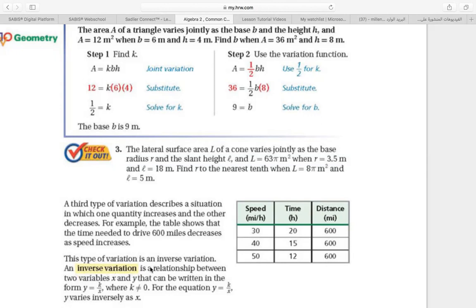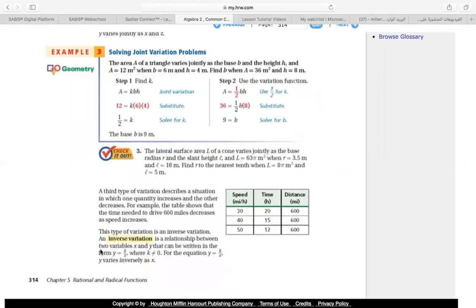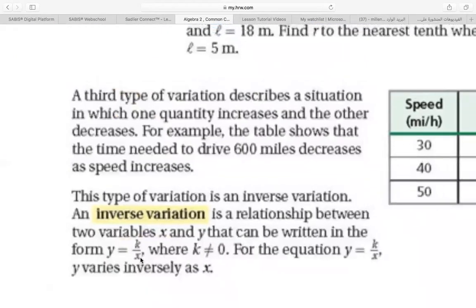This type of variation is an inverse variation. An inverse variation is a relationship between two variables, x and y, that can be written in the form y equals k over x, not multiplied by x, but k over x, where k is not equal to 0. For the equation y equals k over x, y varies inversely as x, inversely, not directly. Y increases when x decreases.